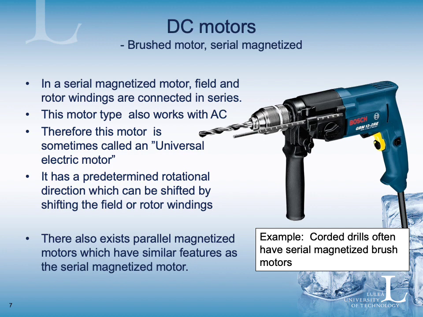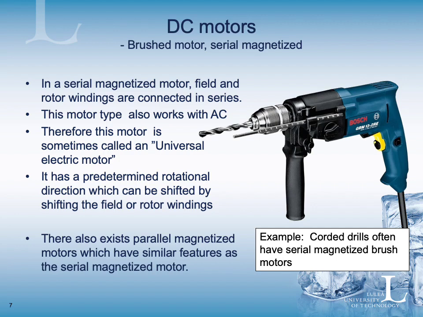The build-up of this DC motor is a normal DC motor, but it could also work with AC, and often it is actually used as an AC motor. Therefore, it also has the same characteristics as the permanent magnet DC brushed motor, meaning that you have a high torque at low speed, which is of course very good to have in such an application like the corded drill.